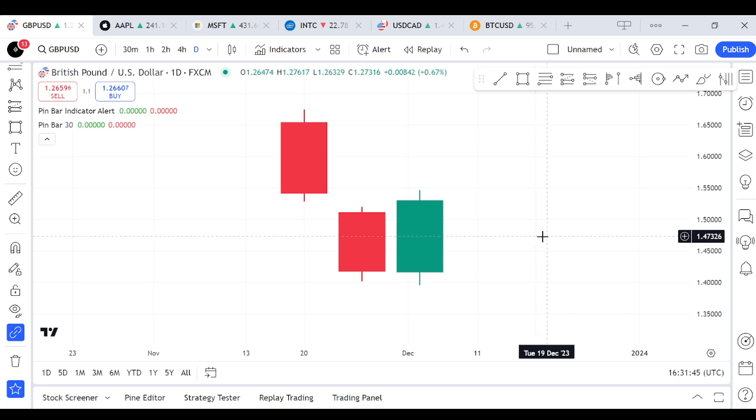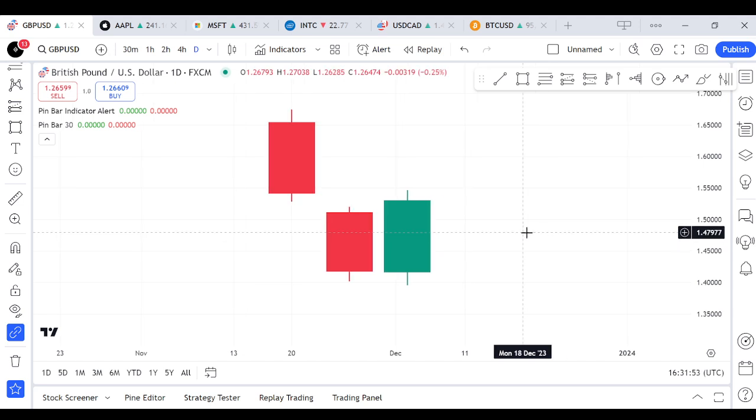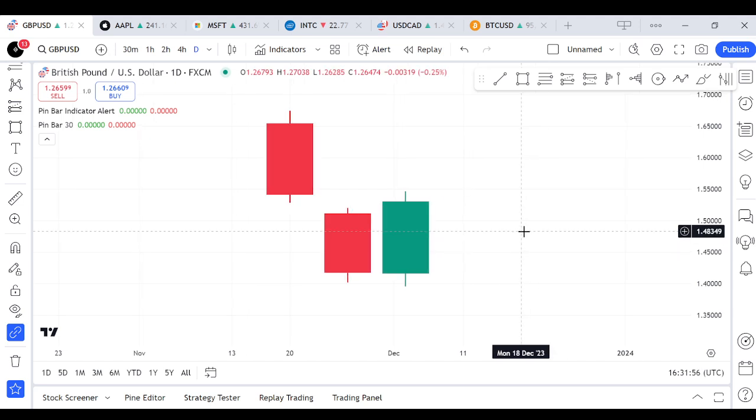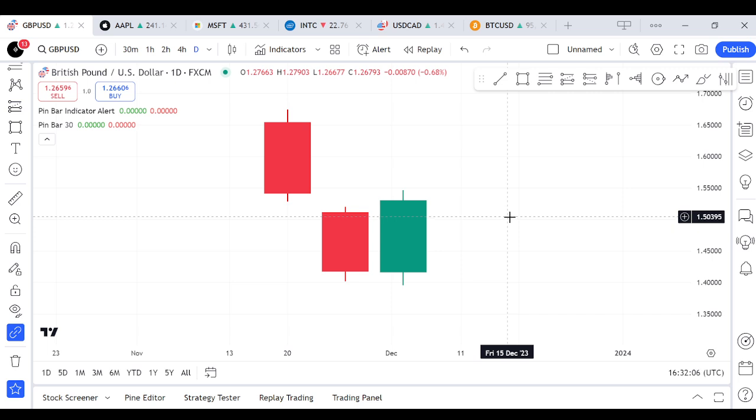First, let's understand the downside Tasuki Gap and what it's made of, its characteristics, and how to spot it, how to identify it on your charts. The downside Tasuki Gap forms during a clear downtrend and consists of three specific candlesticks that tell us a compelling story about market sentiment.